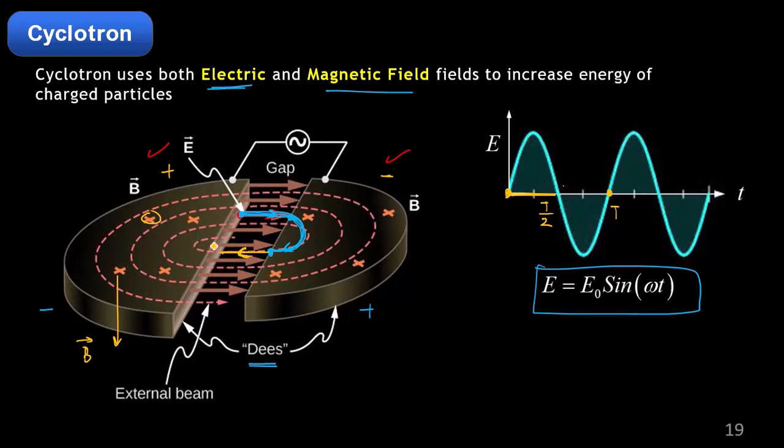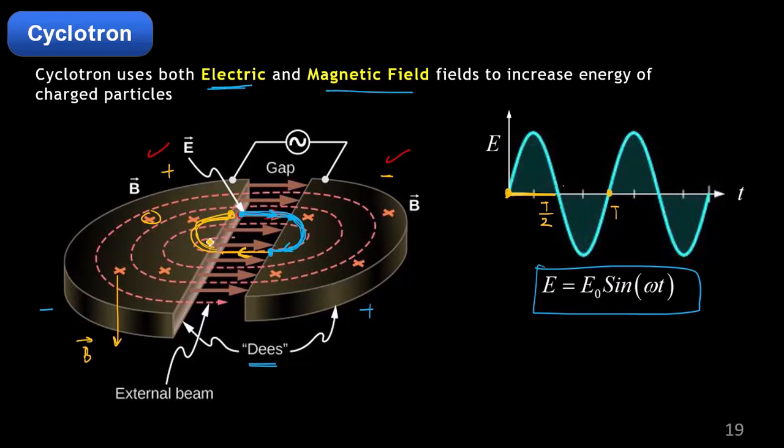Now again it comes inside the magnetic field, so it performs a circular motion like this. Once again the particle comes over here, and the electric field has to reverse. Like this, every time the particle is inside the D, the electric field has to reverse so that it will continuously rotate in the circular path.